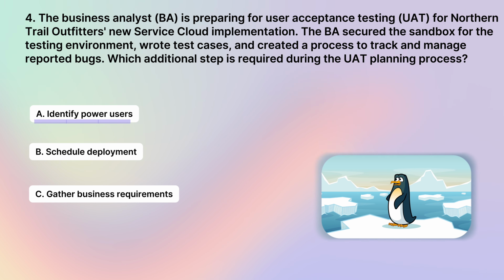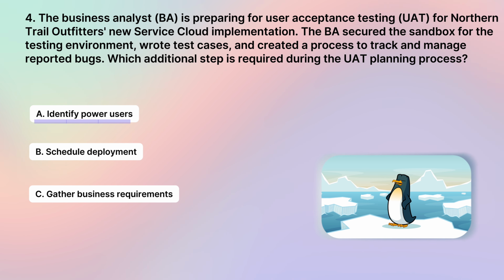The correct answer is A. Identify power users. Salesforce's documentation on user acceptance testing, UAT, emphasizes the importance of identifying power users during the UAT planning process. These are the end users who will be most impacted by the new system and who will provide the most valuable feedback during testing.